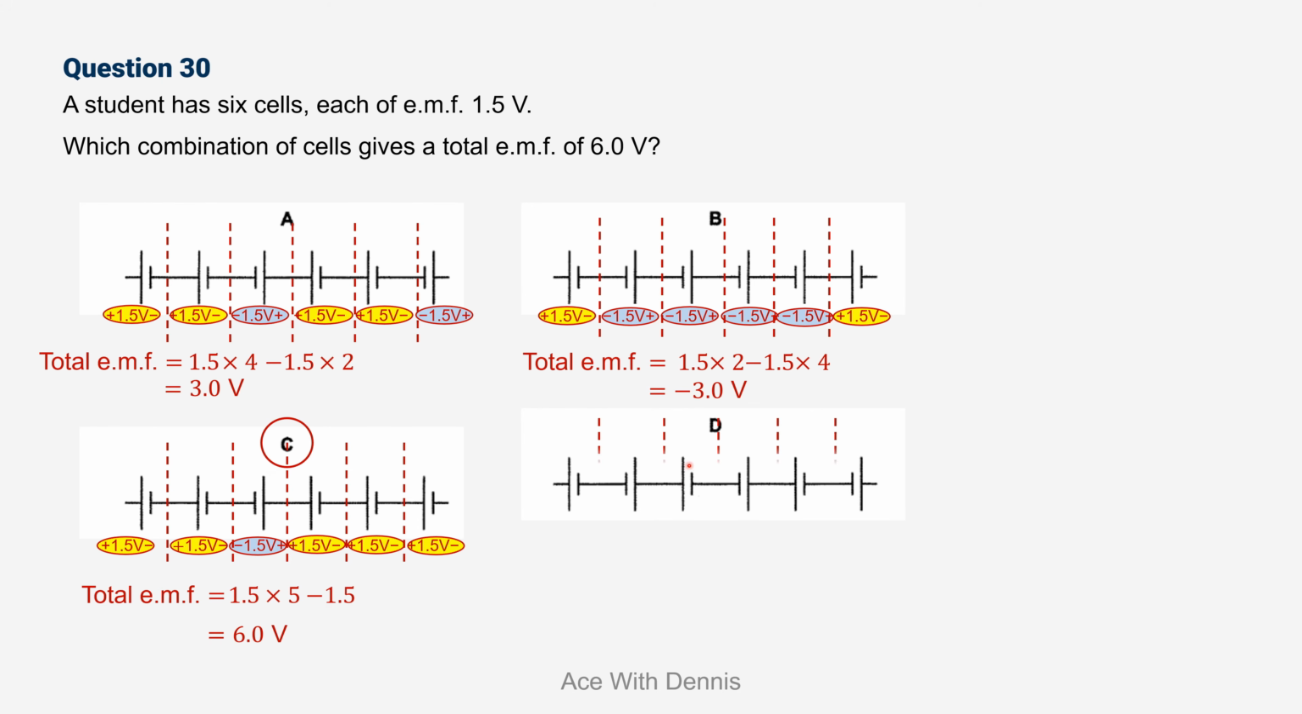Of course, let's practice for D. Again, go and determine the direction of the terminals for each cell. So this is positive 1.5 volt minus all the way to the last one, negative 1.5 volt positive. Alright, so the total EMF arranged in the positive direction will be how many? 1, 2, 3. So times 3. In the opposite direction, we have 1, 2, 3 as well. So we have minus 1.5 times 3. And the total EMF will be 0 volts. And this is not the answer that we want. Therefore, there is only one answer, option C.